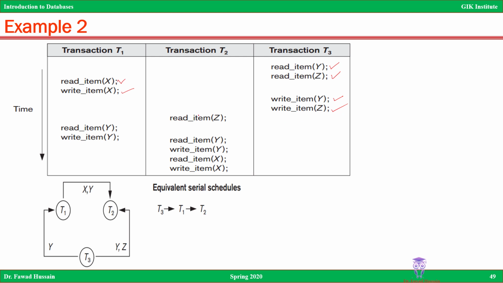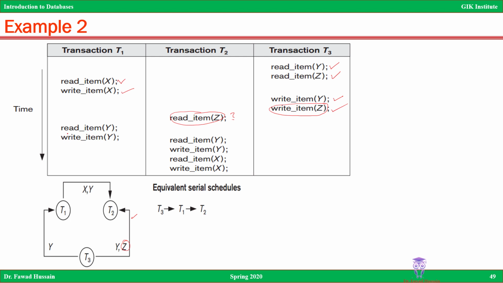Then comes the first problem, read item Z. This is a problem. Why? Because you are trying to read an item that somebody has written before. So this is a read after a write. T3 comes first, T2 comes second. So from T3 to T2, you draw this line, this line here, and it is on Z. So you put your Z over here.